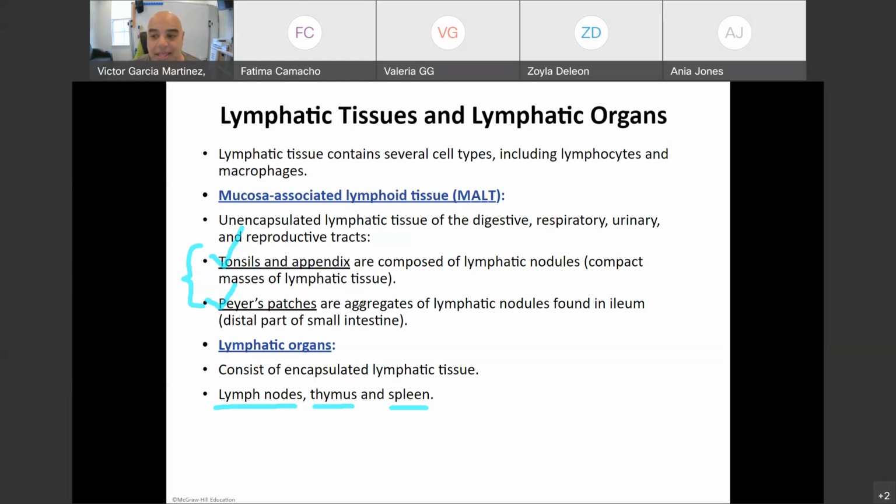And then again, the organization of the lymphatic system: we have specific organs with a capsule, and reticular connective tissue inside filled with immune cells. These are lymph nodes. Remember, lymph nodes are filters, along with the thymus and spleen, and some other tissues. They are not organs. They are embedded in organs, such as tonsils and the appendix. We're going to talk about that in detail during the digestive system. And Peyer's patches, again, are embedded in the small intestine.